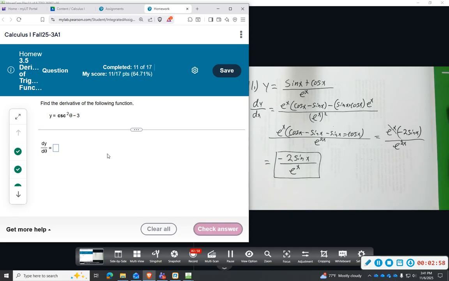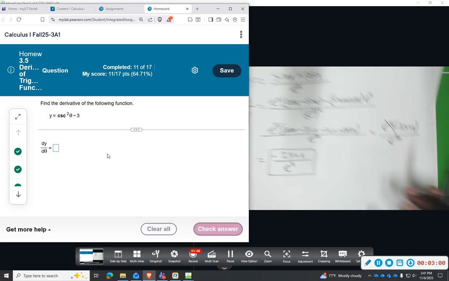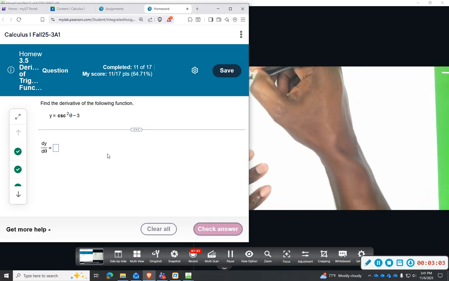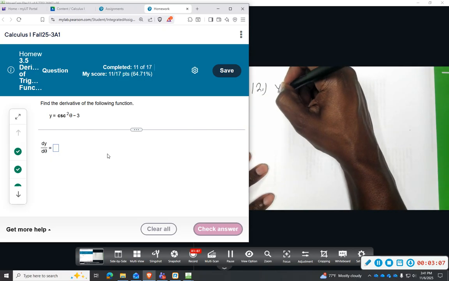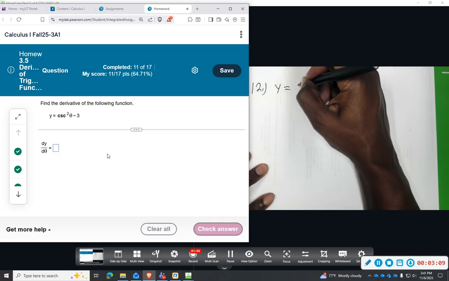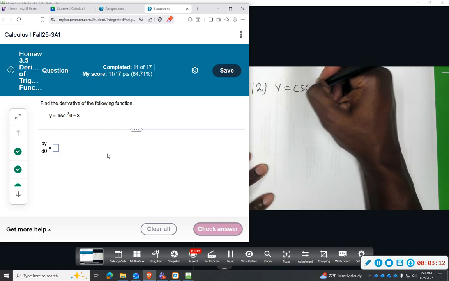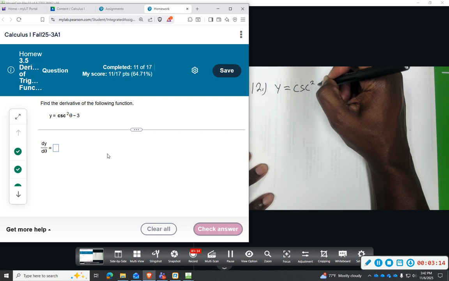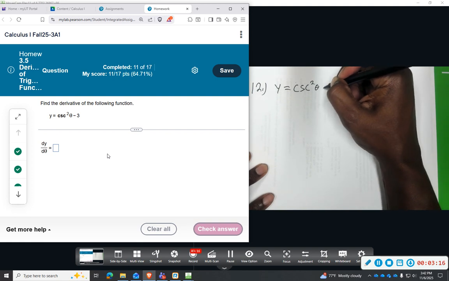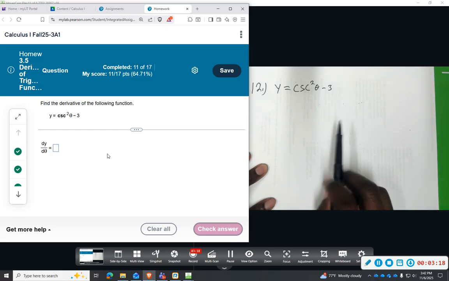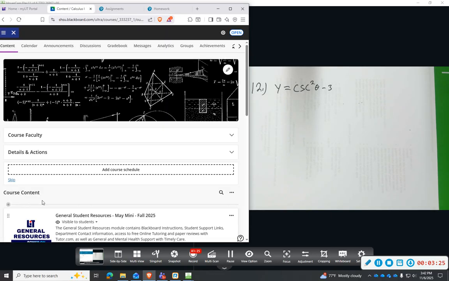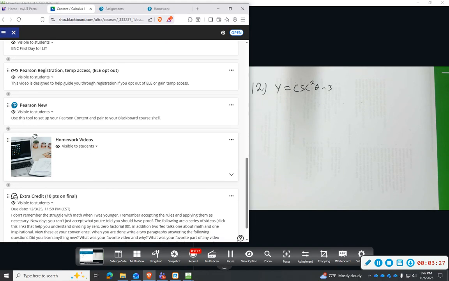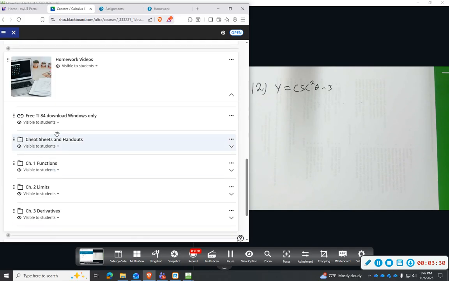We're going to find the derivative with respect to theta. Number 12, y equals cosecant squared theta minus 3. All right, so cosecant is not one that I have memorized, so I'm going to refer you back to our course notes and handouts.